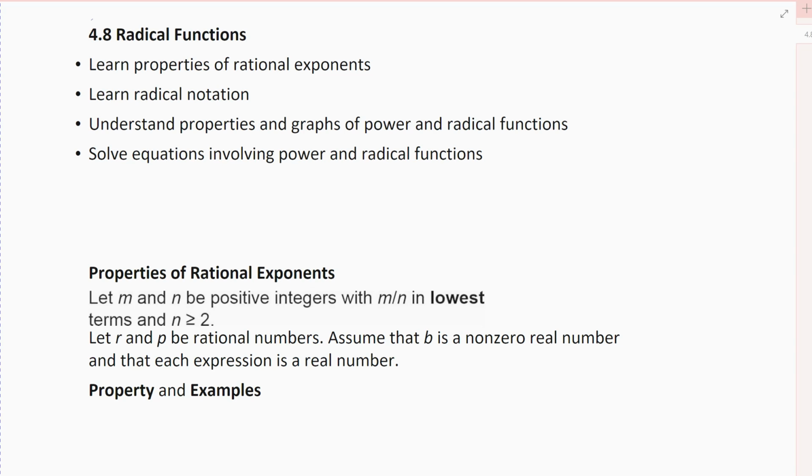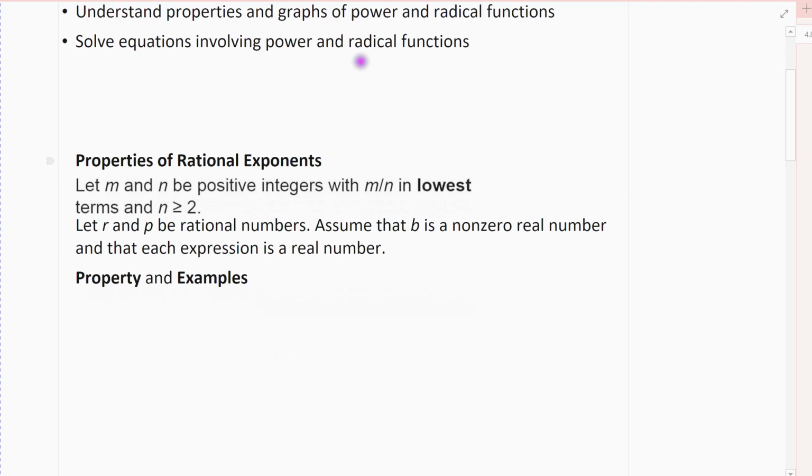We're going to look at simplifying radical and rational notation. We're going to understand properties, graphs, and be able to solve equations involving power and rational functions. Again, power and rational functions. So we're going to review.